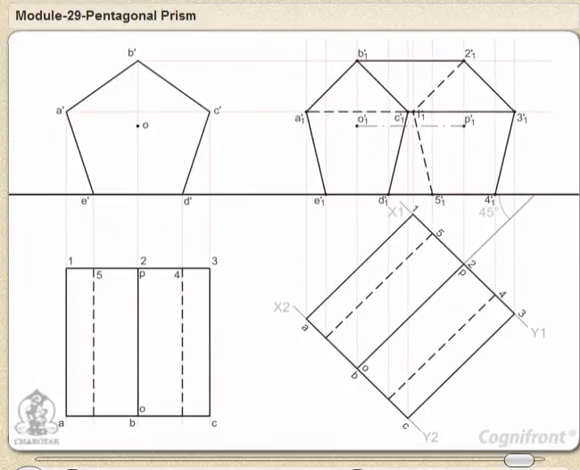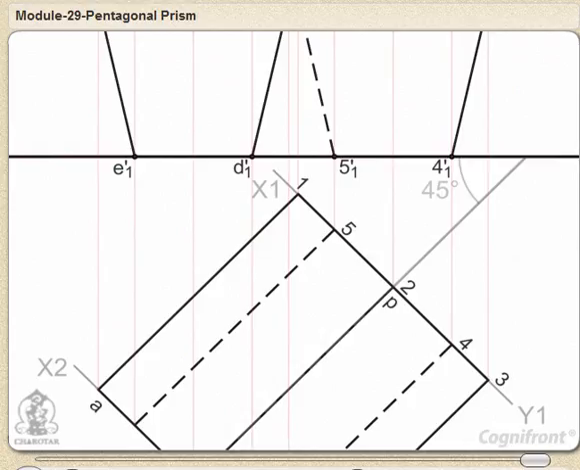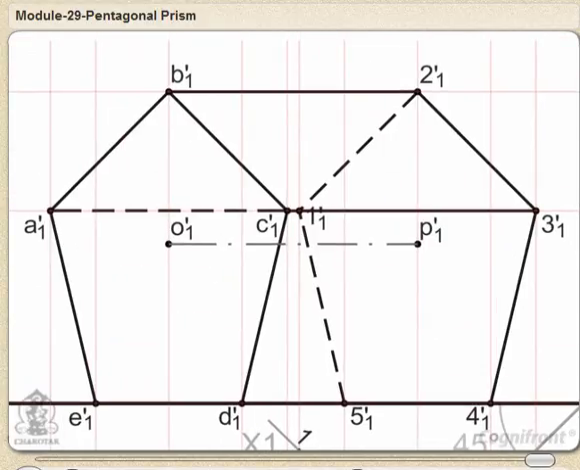So friends, these are basic steps in constructing the views when axis of the solid is inclined to one of the reference planes.